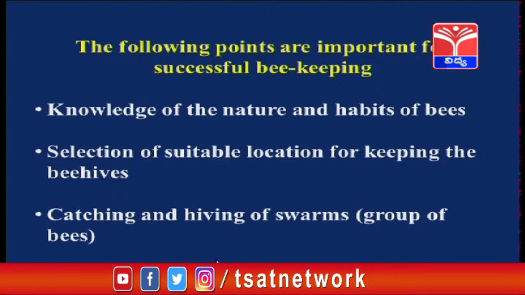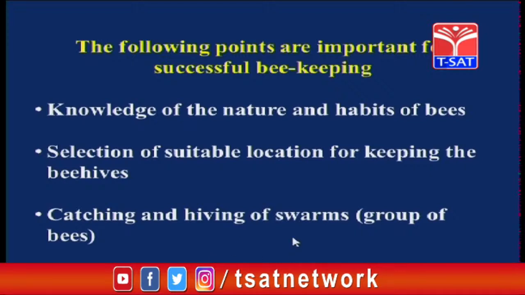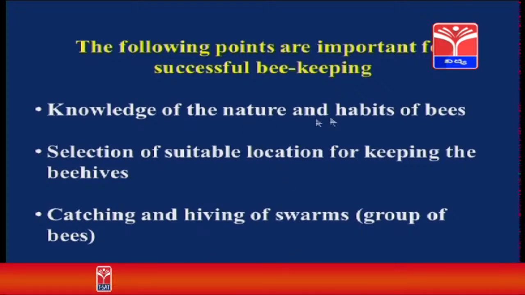So, what points are important for successful beekeeping? To get good yield, to get good honey, what points have to be considered? The first is knowledge of the nature and habits of the bees. That means where these honeybees live and what type of flora they require, we should have knowledge. Next is selection of a suitable location for keeping the beehives. In which surroundings do we keep the honeybees? The area has to be free from viruses or microorganisms and wasps which attack them.